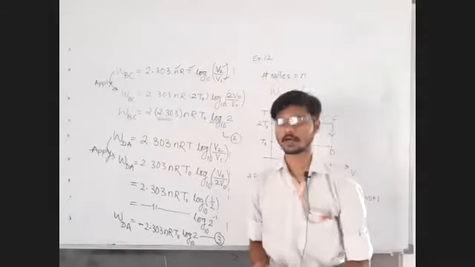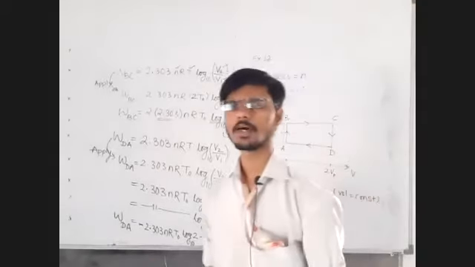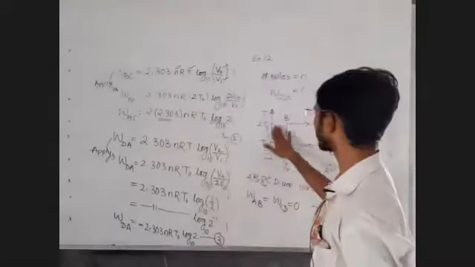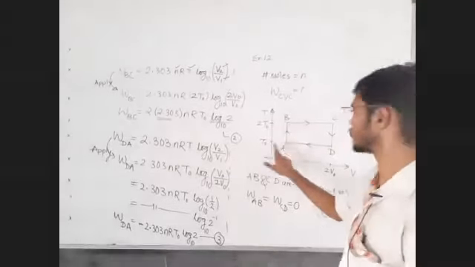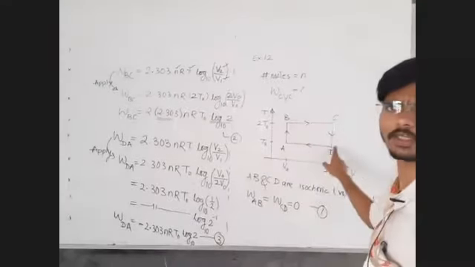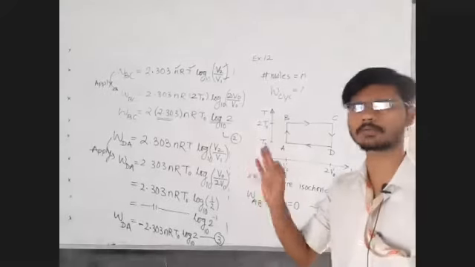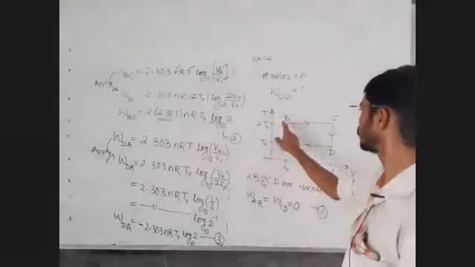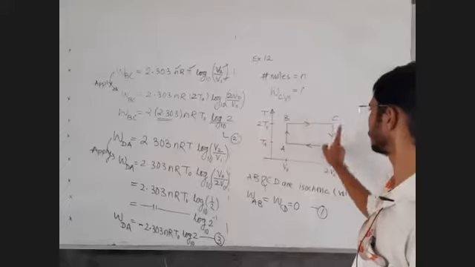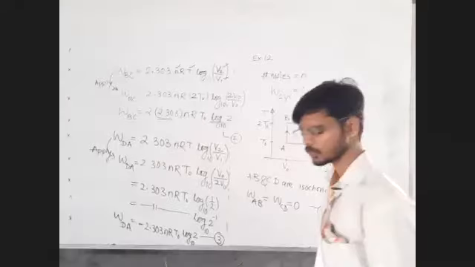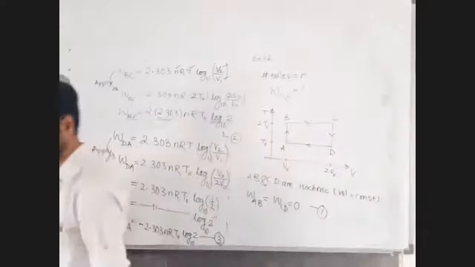When we are not given a pressure volume curve, in that case, split the curve into different processes: A to B, B to C, C to D, D to A. Find out the work done for each process. A to B work done, B to C, C to D, D to A. Find out all the individual work done.